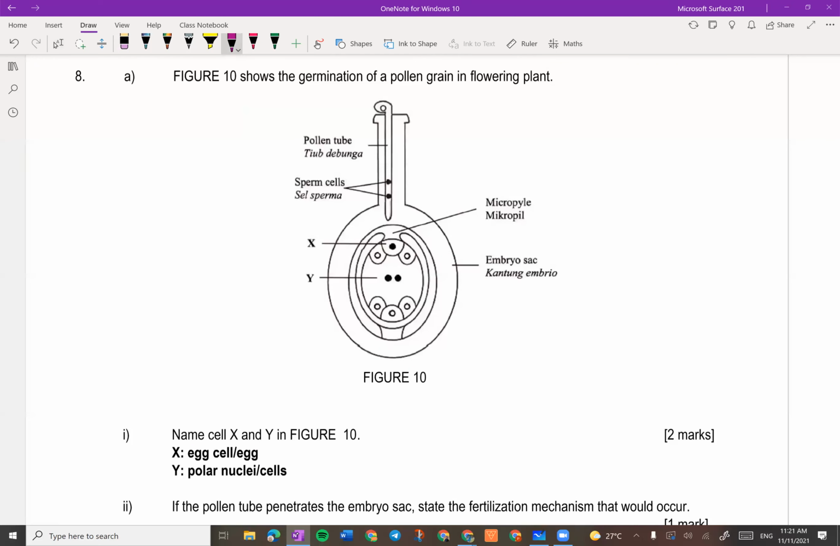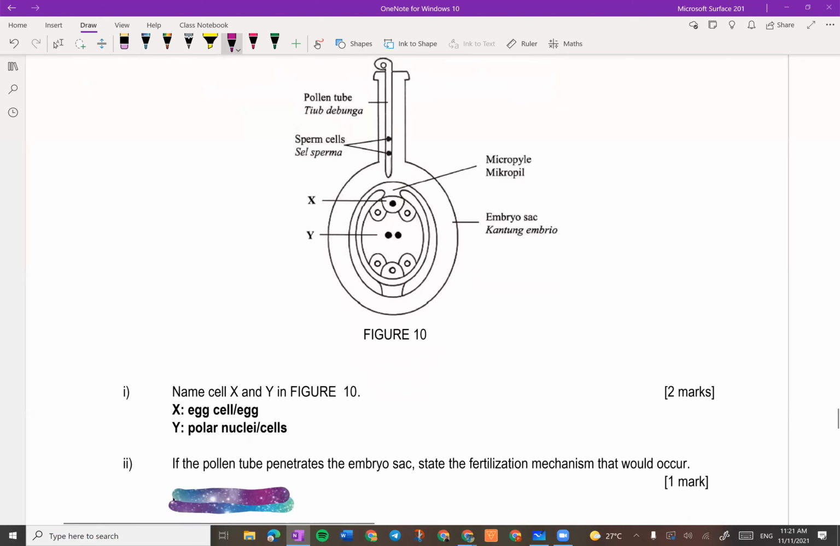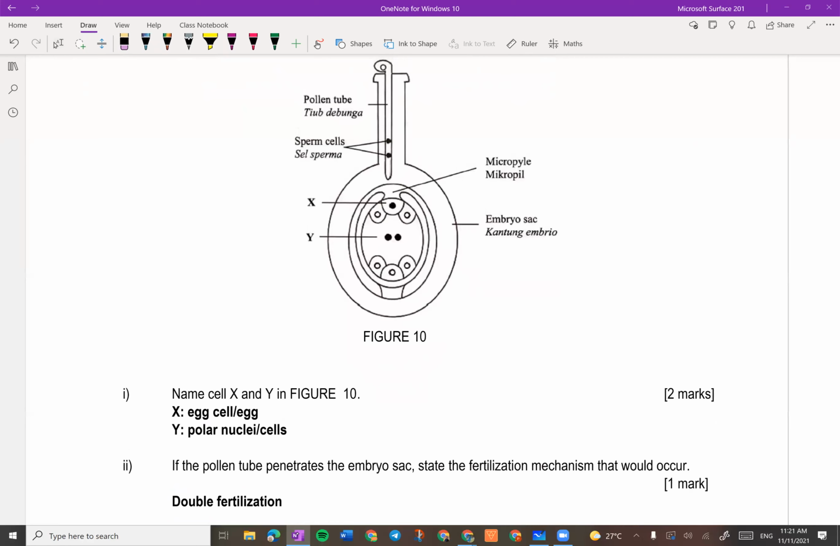So egg sebenarnya dia dalam bentuk macam egg cell ni. Okay, tapi you jawab egg pun tak ada masalah. Okay. If pollen tube penetrates the embryo sac, state the fertilization mechanism that would occur. So apa nama khas dia untuk fertilization dia? Double fertilization. Good. Okay, double fertilization.